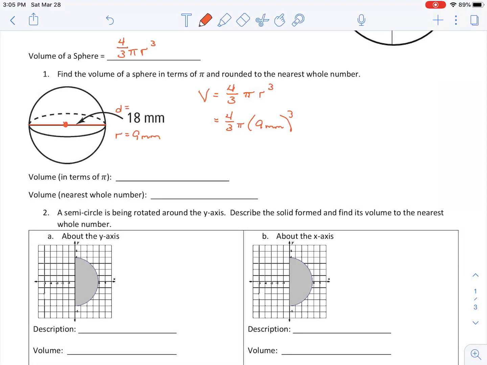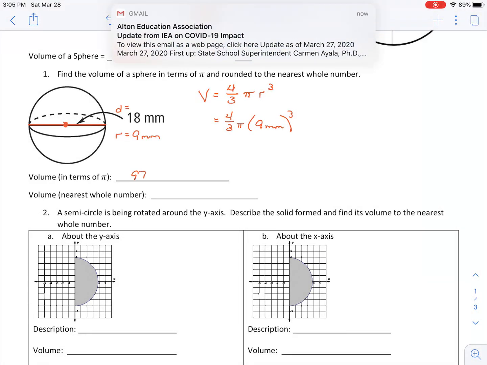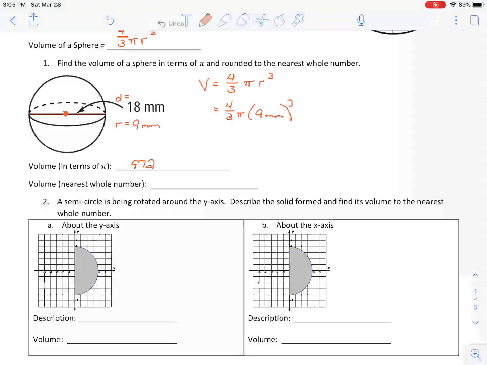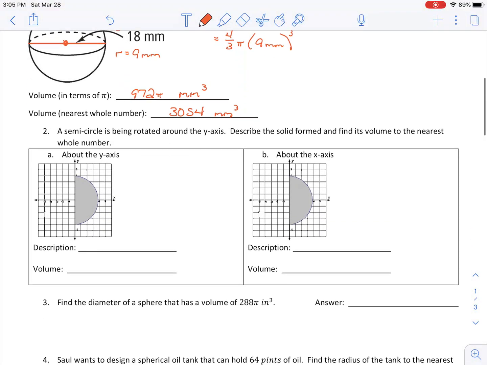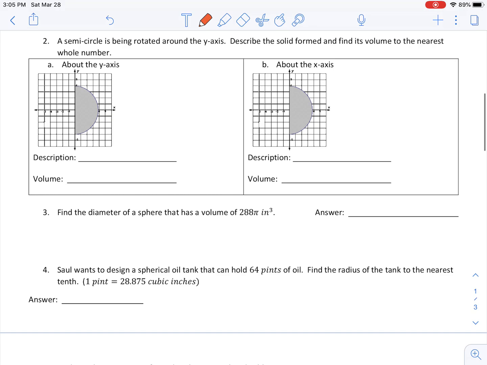Let's go back to where we were. So in terms of pi again was 972 pi cubic millimeters. And once we multiply by pi, I said 3054 cubic millimeters. The nice thing for you is there is very few ways for us to make this complicated. There's not like, oh, I can make you do sine, cosine, or tangent. It's literally, if you have the radius, you're good to go.